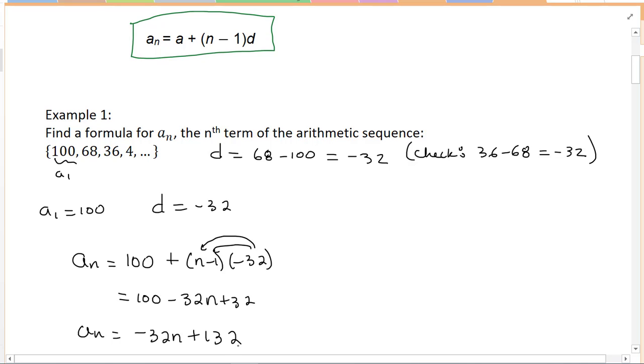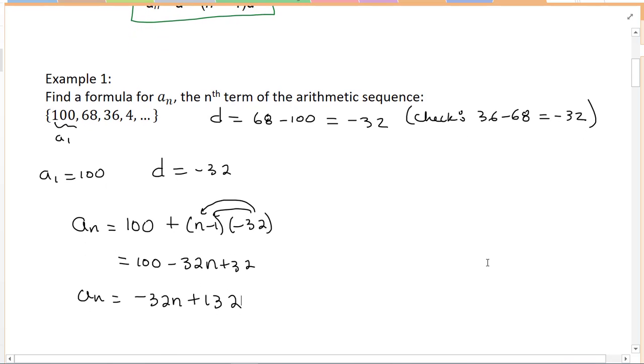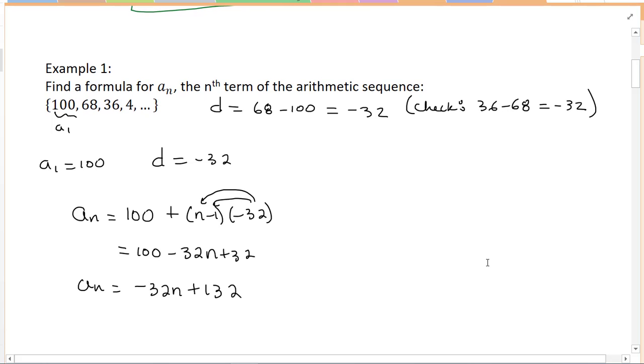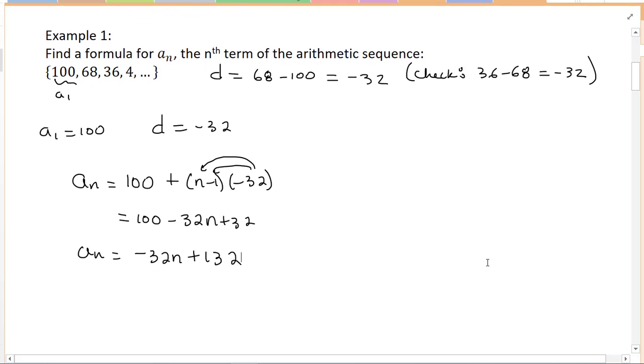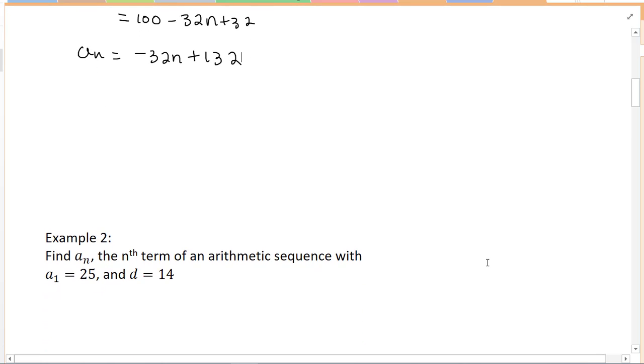You could have also done it the short way, which is what I did in the first two examples, where we say, okay, what's the difference? The difference is negative 32, so it is negative 32n. What do you do to get 100 when n is 1? You need to add or subtract something. Because I have negative 32 when n is 1, I will have to add 132 to get positive 100. So now you have two ways. But the formula is helpful for other types of examples. So let's go to our next example.